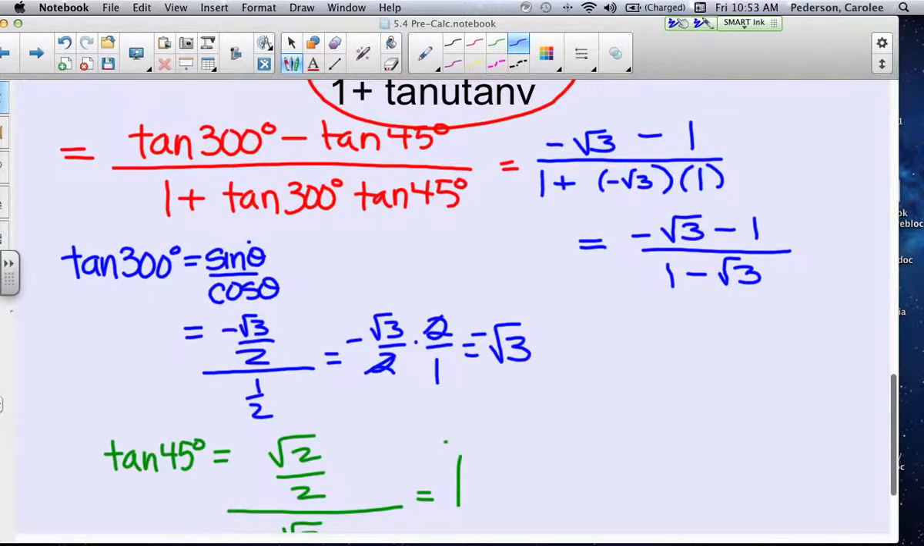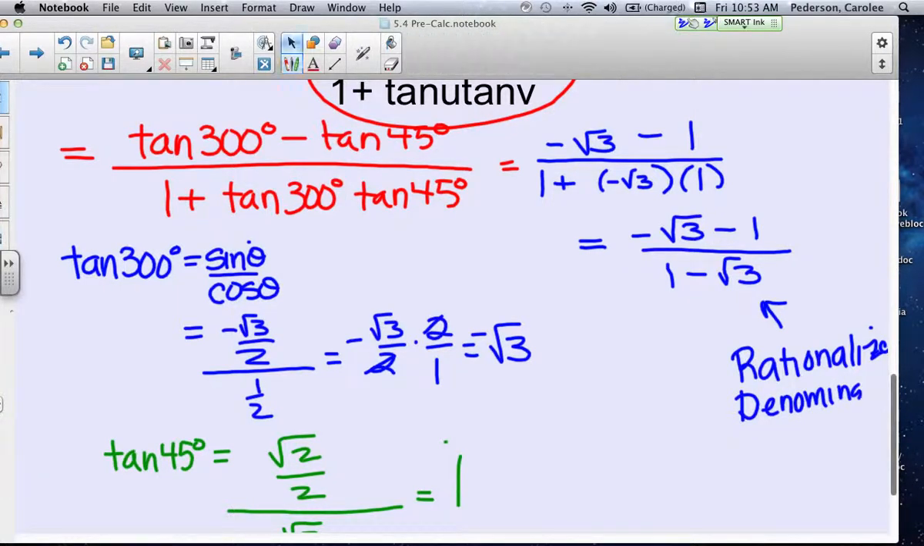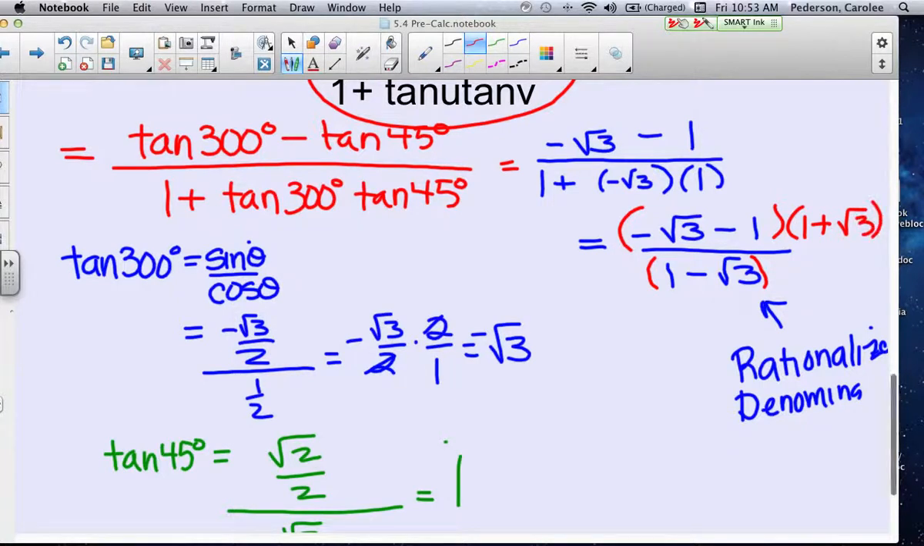You do want to rationalize that still. We've spent a lot of time in this class dealing with rationalizing the denominator, so I'll let you finish that part yourself. So make sure you rationalize the denominator. To review how you rationalize the denominator, you just multiply the numerator and denominator by the denominator's conjugate, 1 plus the square root of 3, and then 1 plus the square root of 3, and you multiply across.